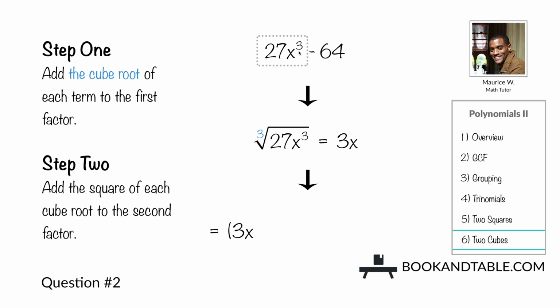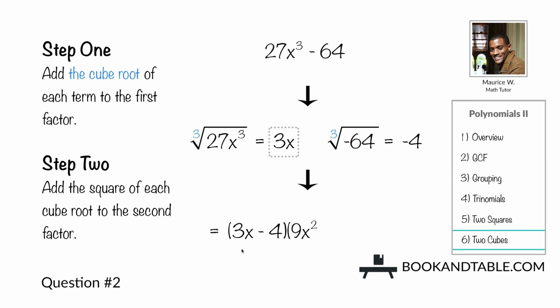So we have 27x cubed. The cube root of 27 is equal to 3. And the cube root of x cubed is equal to x. So 3x is the first term in the first factor. Then we examine negative 64. The cube root of negative 64 is equal to negative 4. So we add that to the first factor. We see that the first factor is 3x minus 4.